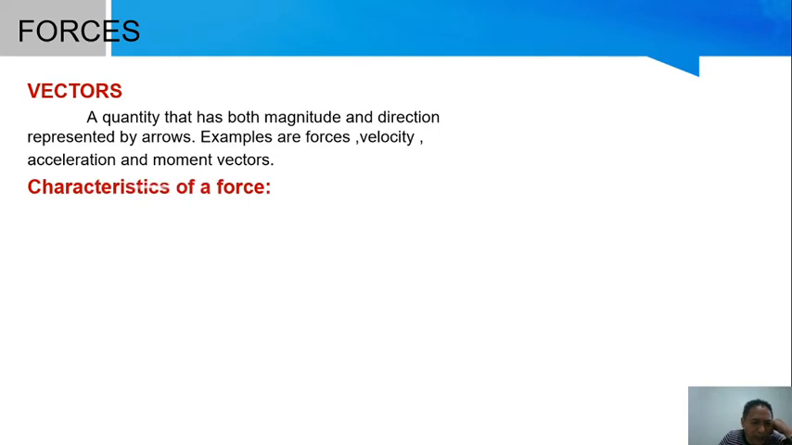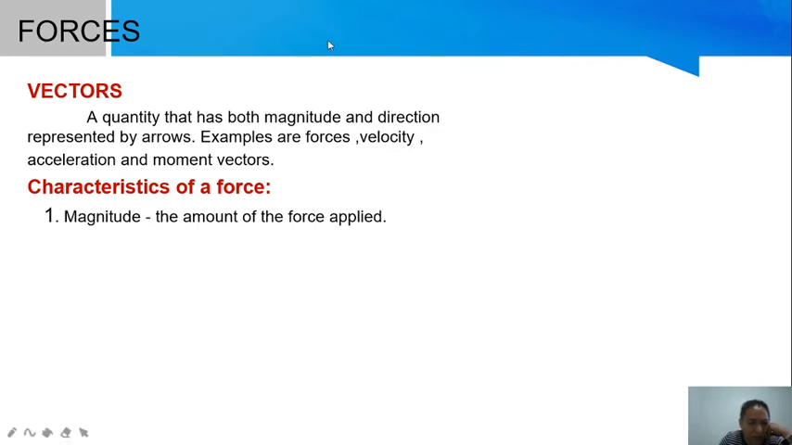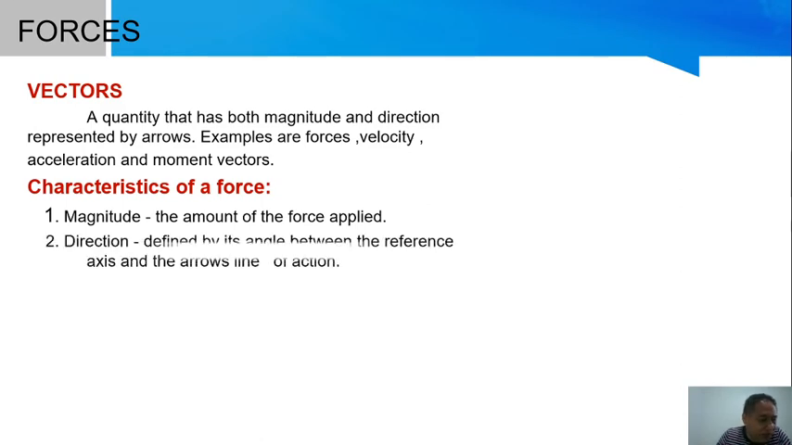Now, what are the characteristics of a force being a vector? Actually, this was already mentioned earlier when we mentioned force, but just to show the characteristics individually, the force has a magnitude, the amount of the force that is applied. We call that the magnitude. Then, it also contains direction. That refers to the angle between the reference axis and the arrow's line of action. We call that the direction.